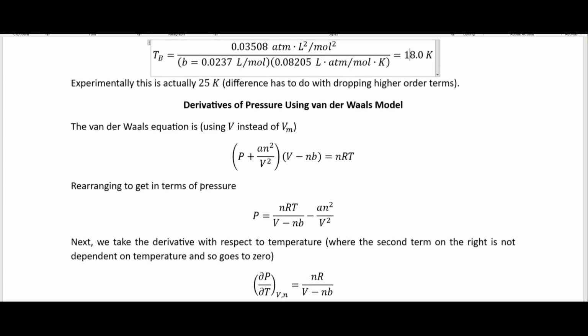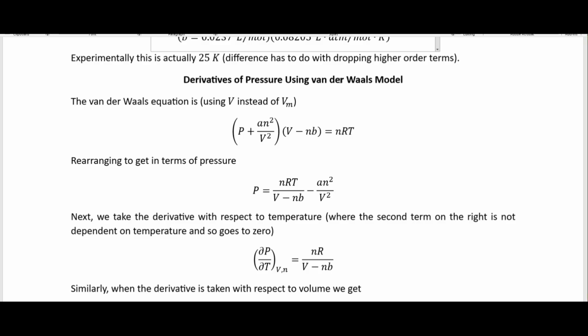And then let's look at some derivatives of pressure using the van der Waals model. So the van der Waals equation, and now I'm using the regular V, so we'll include the n's here instead of this V sub M, which remember was just the volume divided by the number of moles. So that's why we have to add the n back in here. So we get this, so it's the P plus a n squared over V squared. Then we have the V minus the n times b. That's equal to the nRT. So if we rearrange this to get this in terms of pressure, it looks like this.